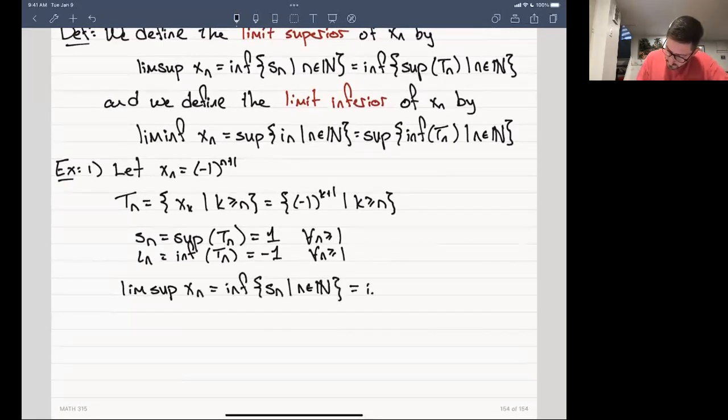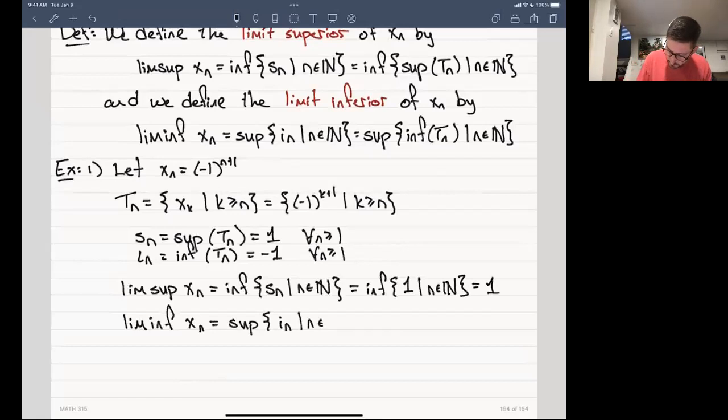But this just becomes the infimum of a constant sequence of ones, for all n. So what's the infimum of a constant sequence? Well, it's just the constant itself. So this becomes 1. Whereas the lim inf of this thing is the supremum of all of these I_n's, which again, is a supremum of just a constant value. So this is the supremum of -1, which in this case is just -1, right?